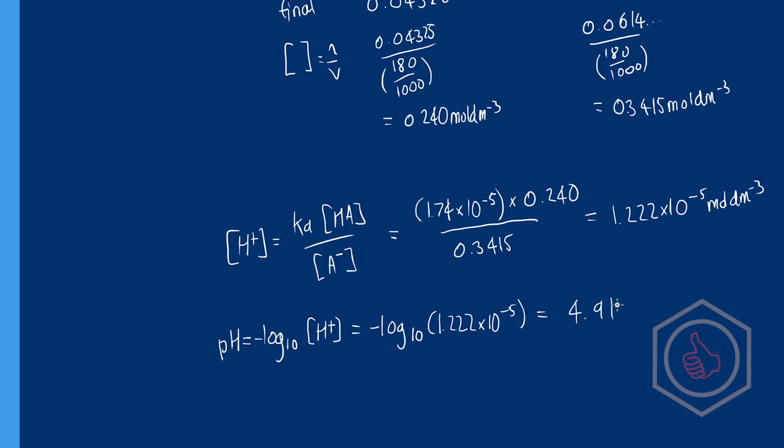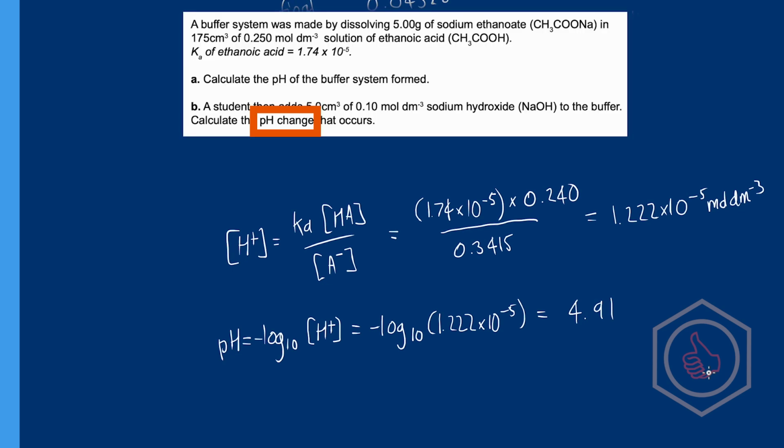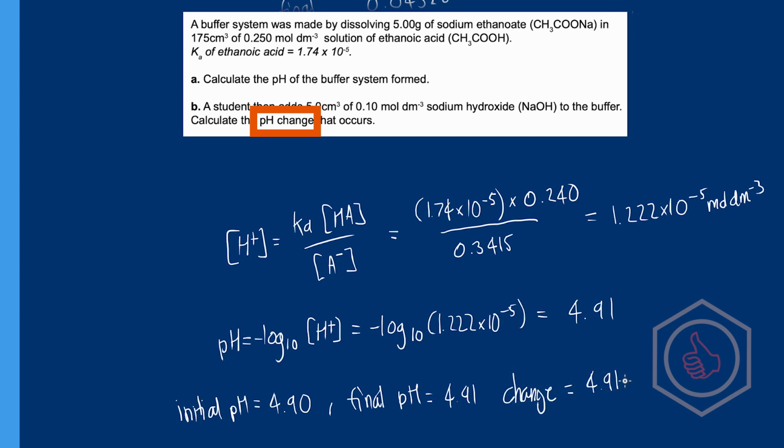But remember, there's a nasty little twist here, because the question actually asks us to calculate the pH change that occurs. Well, the initial pH we calculated at the start to be 4.90. This final pH we've just calculated to be 4.91, so the change in pH equals 4.91 minus 4.90, which gives us positive 0.01. The pH is increased by 0.01.